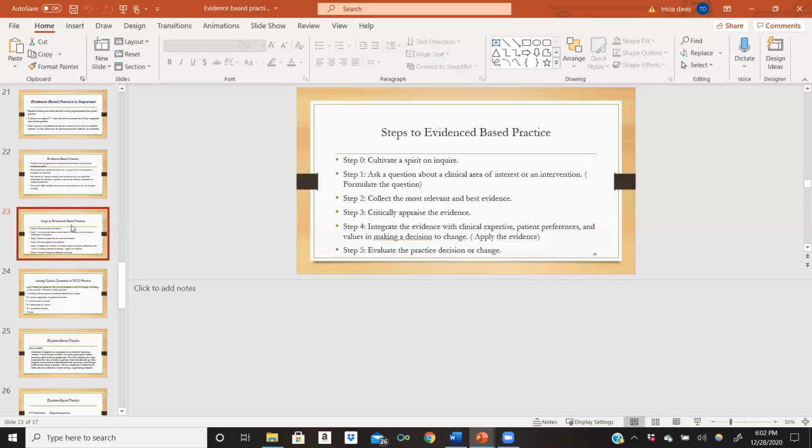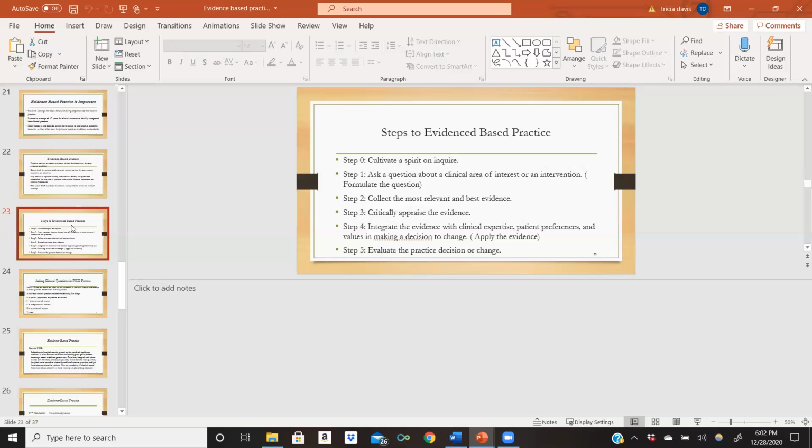Step 4 is to integrate the evidence with your clinical expertise, okay? So now we have the evidence that, let's just say, patient-centered rounds. Does patient-centered rounds improve patient outcomes and decrease falls? You know, whatever your question can be. So then you're going to gather all your articles and all your information about patient rounding, and then you're going to combine it with any of your clinical expertise that you've seen in a clinical setting, or maybe you've interviewed other people with their clinical expertise. You're going to gather it with patient preferences, things you've learned from your patients, and then their values in making a decision to change. So you're going to apply that evidence.